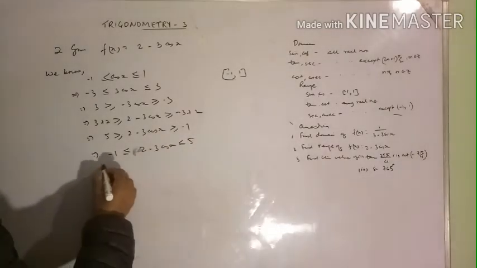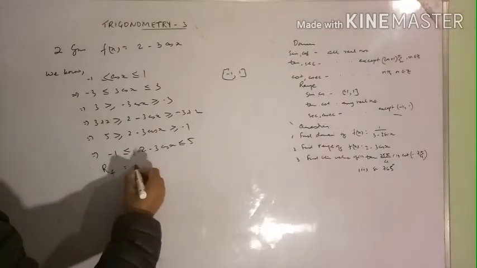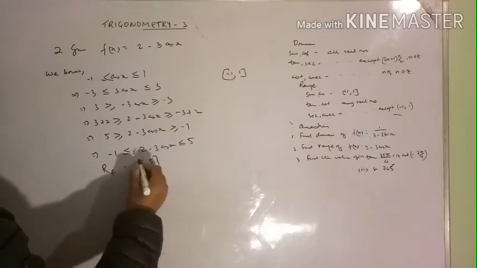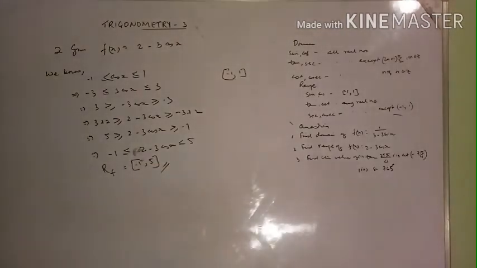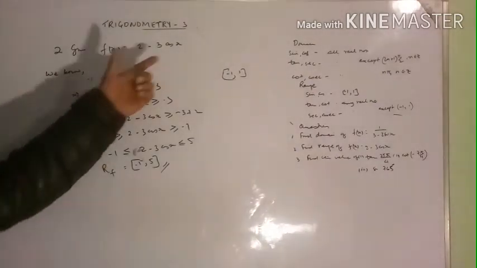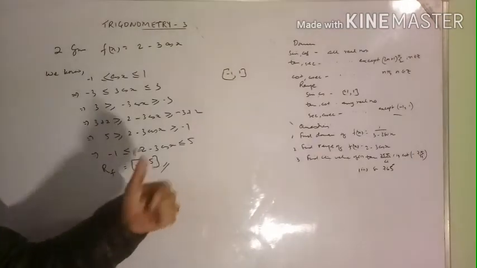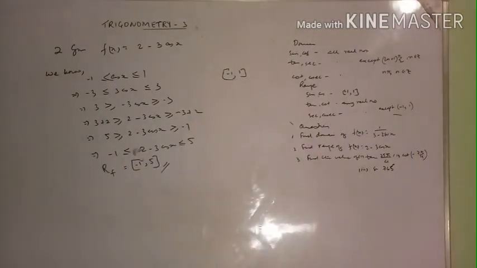So therefore the range of f will be what? From minus 1 to 5. So this will be the range of f. Okay, so for any value of x, the value of this will lie between minus 1 and 5, including these two.